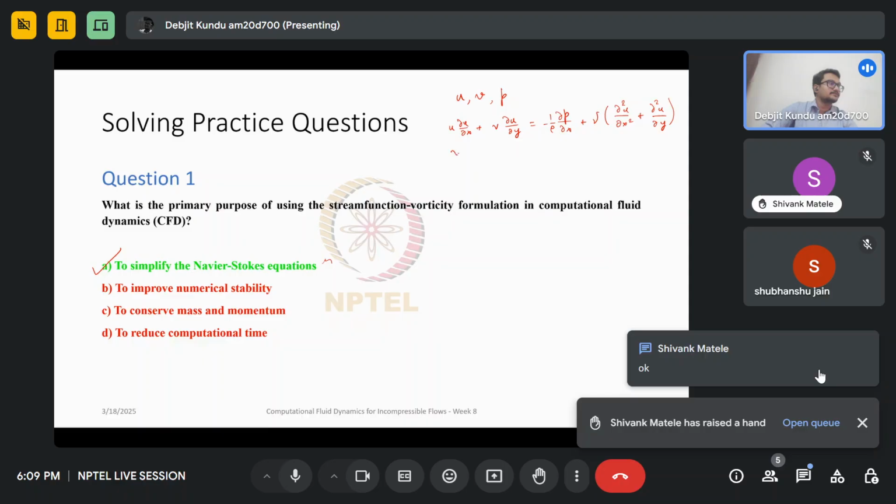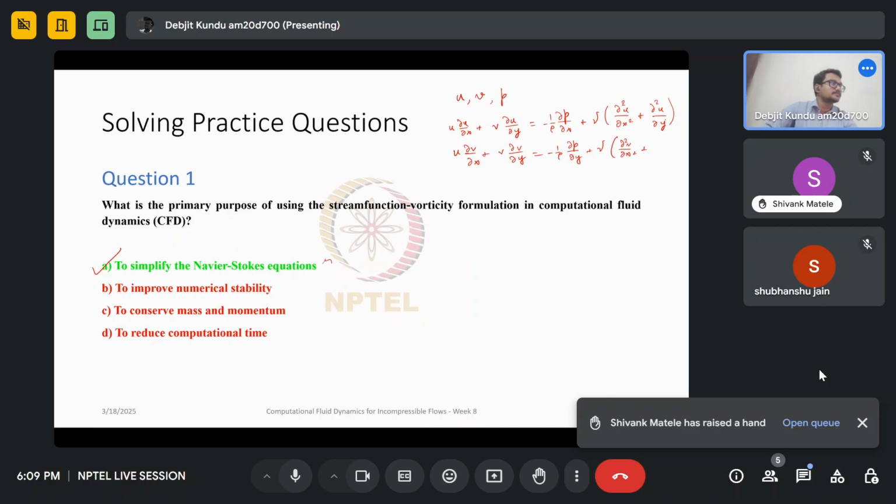Then the second one, we have u dou v dou x plus v dou v dou y equals minus 1 by rho dou p dou y plus nu into, similarly, dou 2 v dou x2, and dou 2 v dou y2. And I forgot there's the continuity equation which has to be satisfied as well, which for incompressible flows is given by dou u dou x plus dou v dou y equals 0.